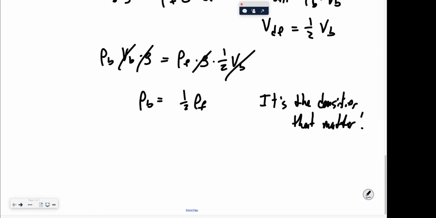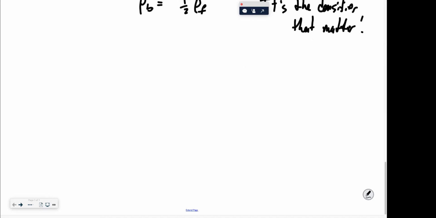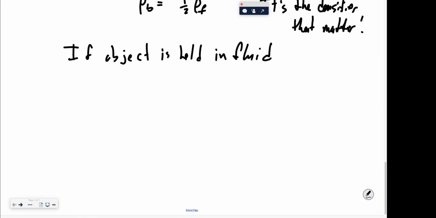Okay, what if an object is not floating, but held in the static fluid? Let's get to the place that you already got to intuitively. If an object is held in a fluid and completely submerged, there will be a net force up or down unless those densities happen to be exactly the same. That's what we call neutrally buoyant, by the way. If an object has exactly the same density as the fluid, then it will be neutrally buoyant, and it will experience no net forces up or down.